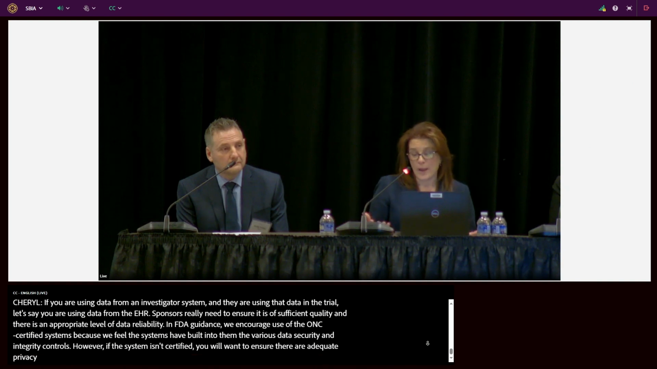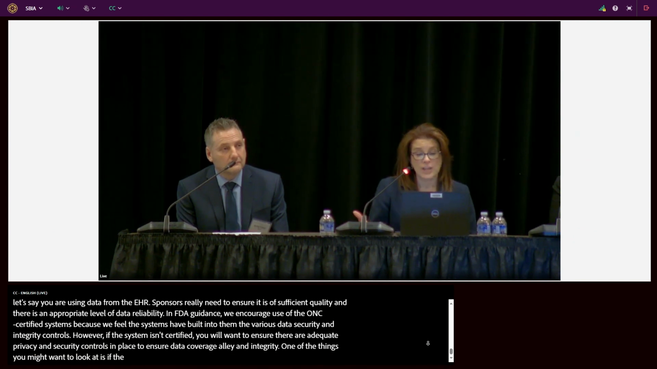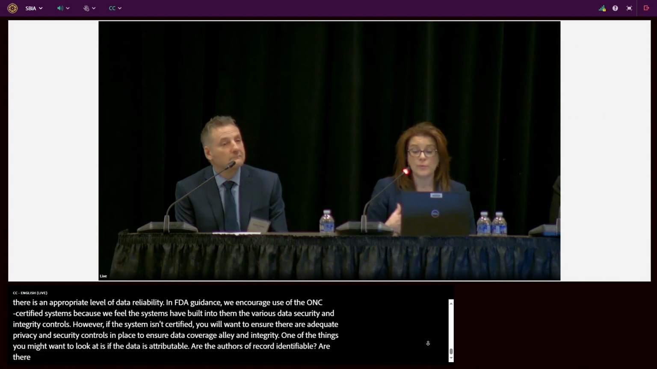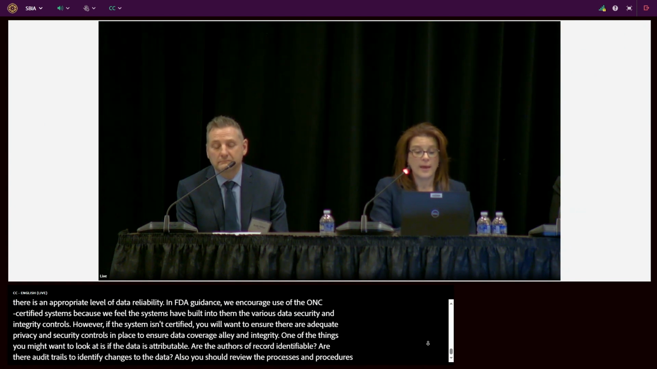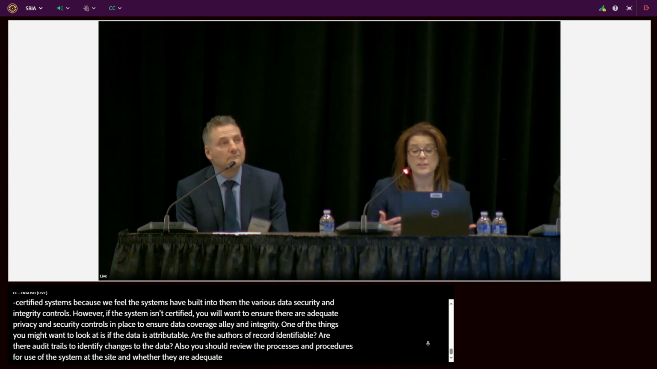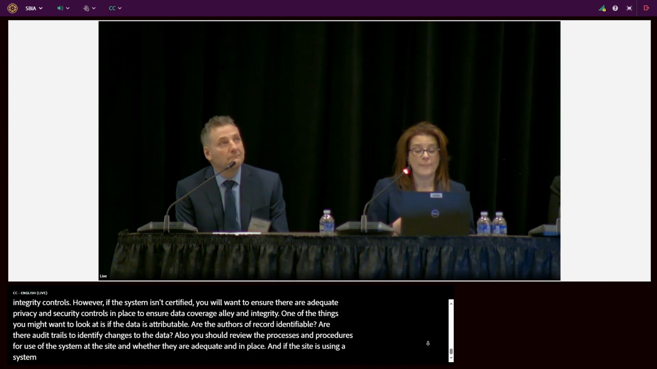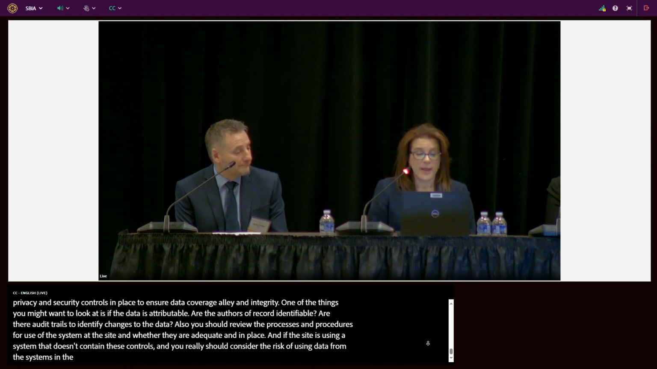So some of the things that you might want to look at is if the data is attributable. So are authors of records identifiable? Are there audit trails available to track changes to the data? Also, you should review the processes and procedures for use of the system at the site and whether they're adequate and in place. And if the site is using a system that doesn't contain these controls, then you really should consider the risk of using data from those systems in the trial and its impact on the regulatory decision.